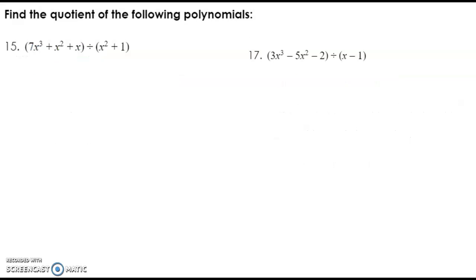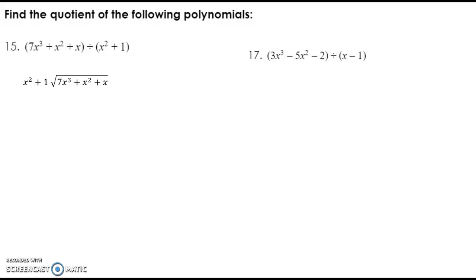All right, let's move on to division. So now 15 and 17, these are from your study guide, and we want to find the quotient of 7x to the 3rd plus x to the 2nd plus x and x squared plus 1. So one thing that I'm noticing so far is my divisor here has an x squared. So whenever I have something other than just x, like whether that be x squared or x to the 3rd, I have to use long division. I cannot use synthetic division. I can only use synthetic division when it is just x.